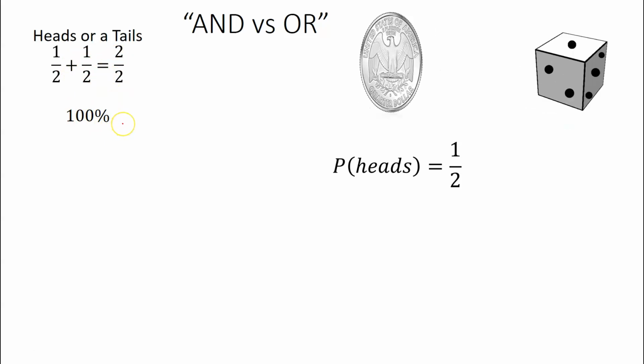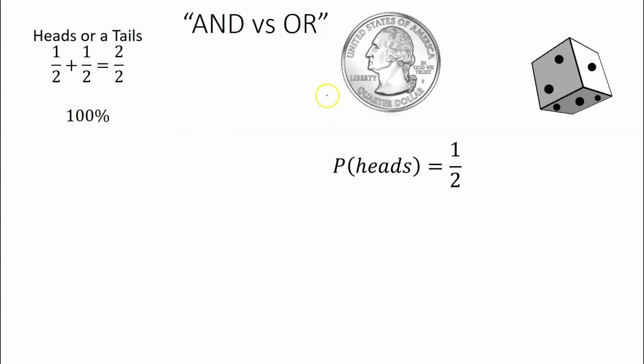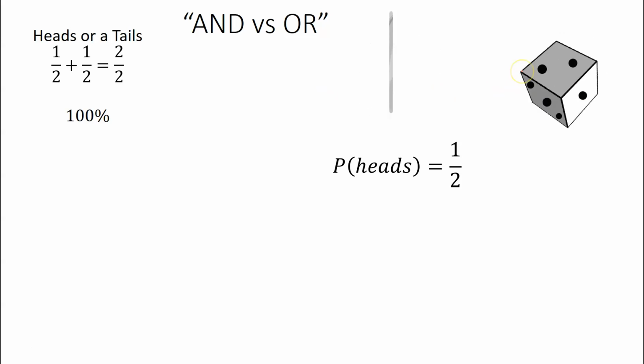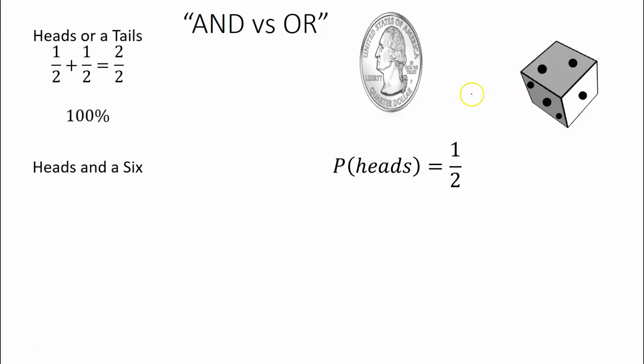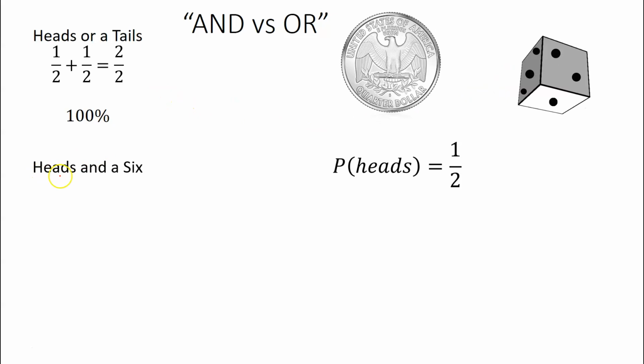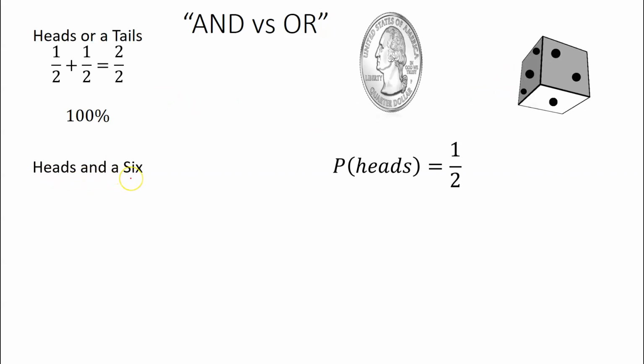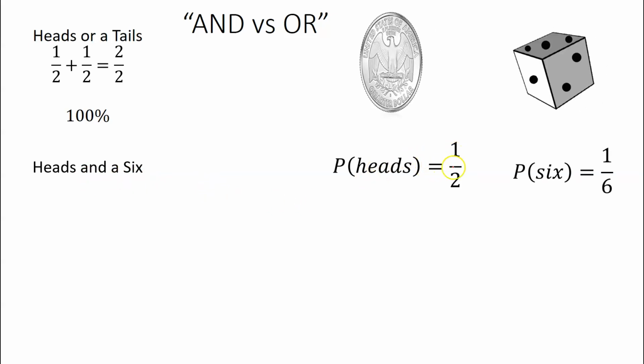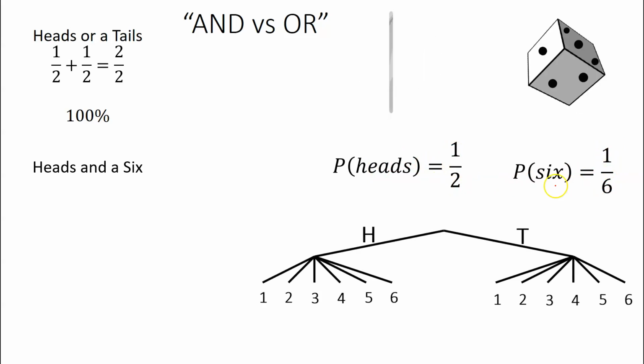But if you switch it to, say, a complex event, so now we're going to flip a coin and roll a die. These are still classic probability situations, but it's now complex. Let's say we're looking at heads and a 6. Let me demonstrate why we end up multiplying. The probability of heads is still, of course, 1 out of 2. The probability of rolling a 6 is 1 out of 6.